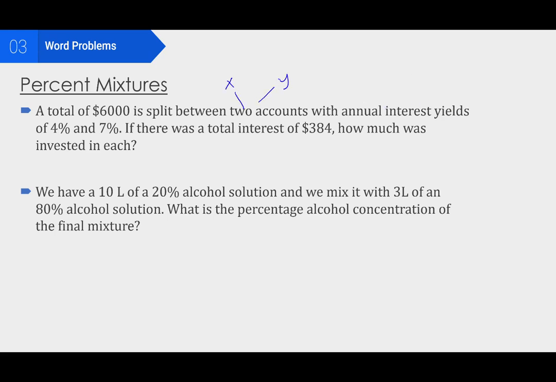Two accounts, X and Y. One of them, let's say X, was at 4% and Y was at 7%. If there was a total interest of $384, how much was invested in each? So we're going to have, again, two groups, one for the total money invested and one for the total interest.